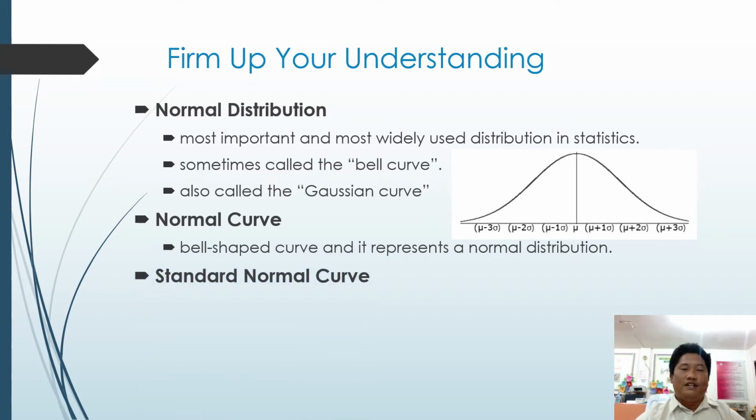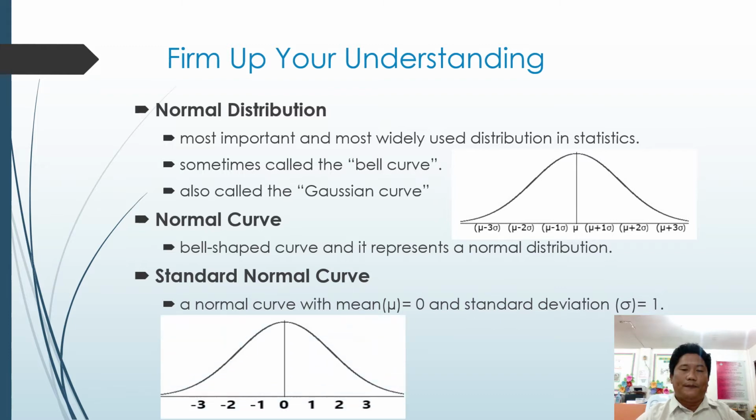Now we have here the standard normal curve. A standard normal curve is a normal curve with a mean, which is represented by mu, equal to 0, and a standard deviation with the symbol sigma equal to 1. And this is an example of our standard normal curve.